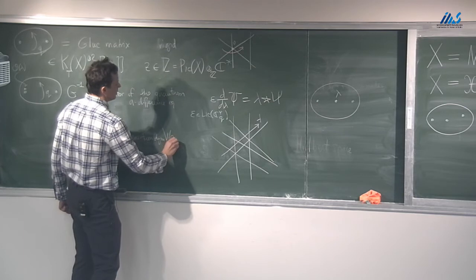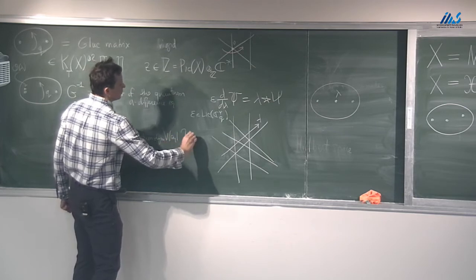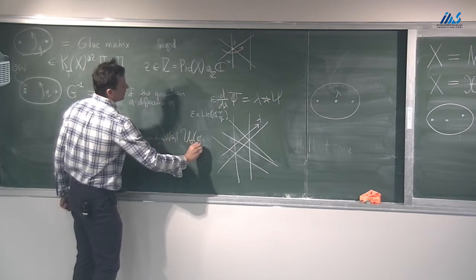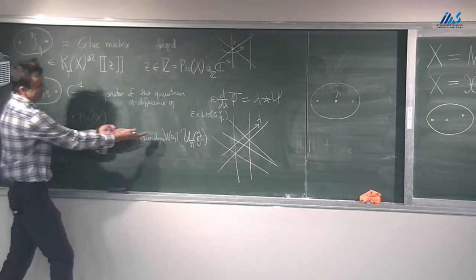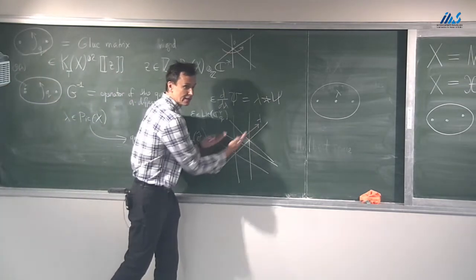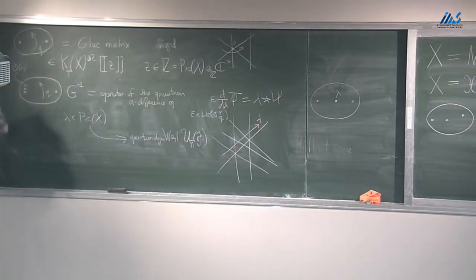Dynamical Weil group of a certain U H bar G hat. And this is a lattice in here, and this operator is that. Right? And then the third piece of, yeah.